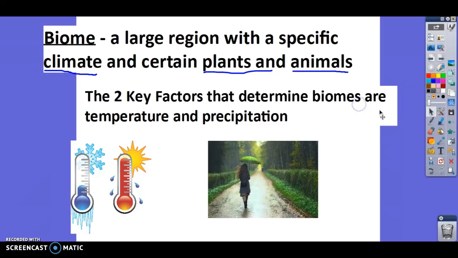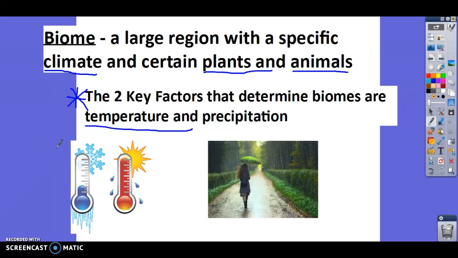So what determines what biome is located in what area of the world? How do we figure out which biome is going to be located where? The two key factors, this is super important, it will be on your test, I can guarantee you. Two key factors that determine which biome is where are temperature and precipitation.